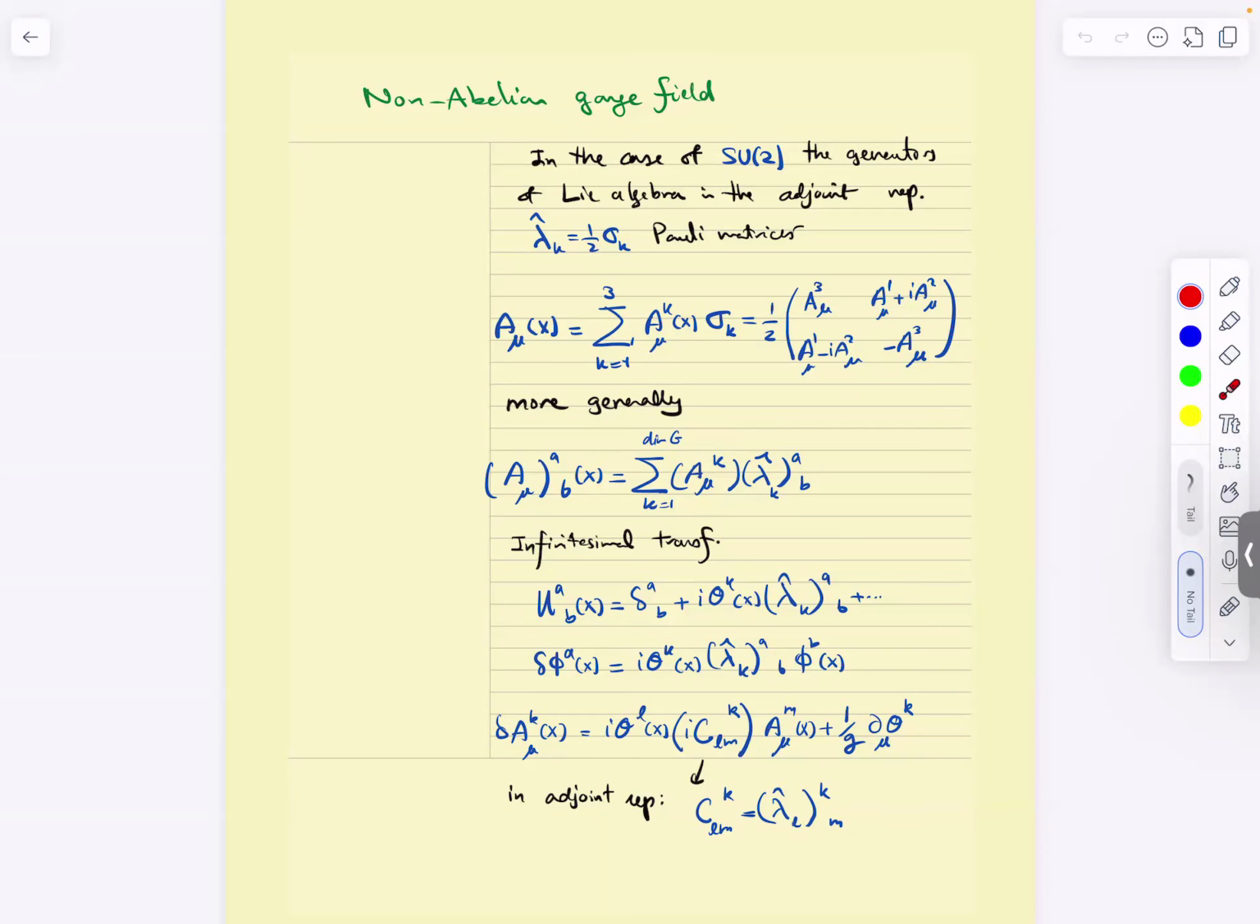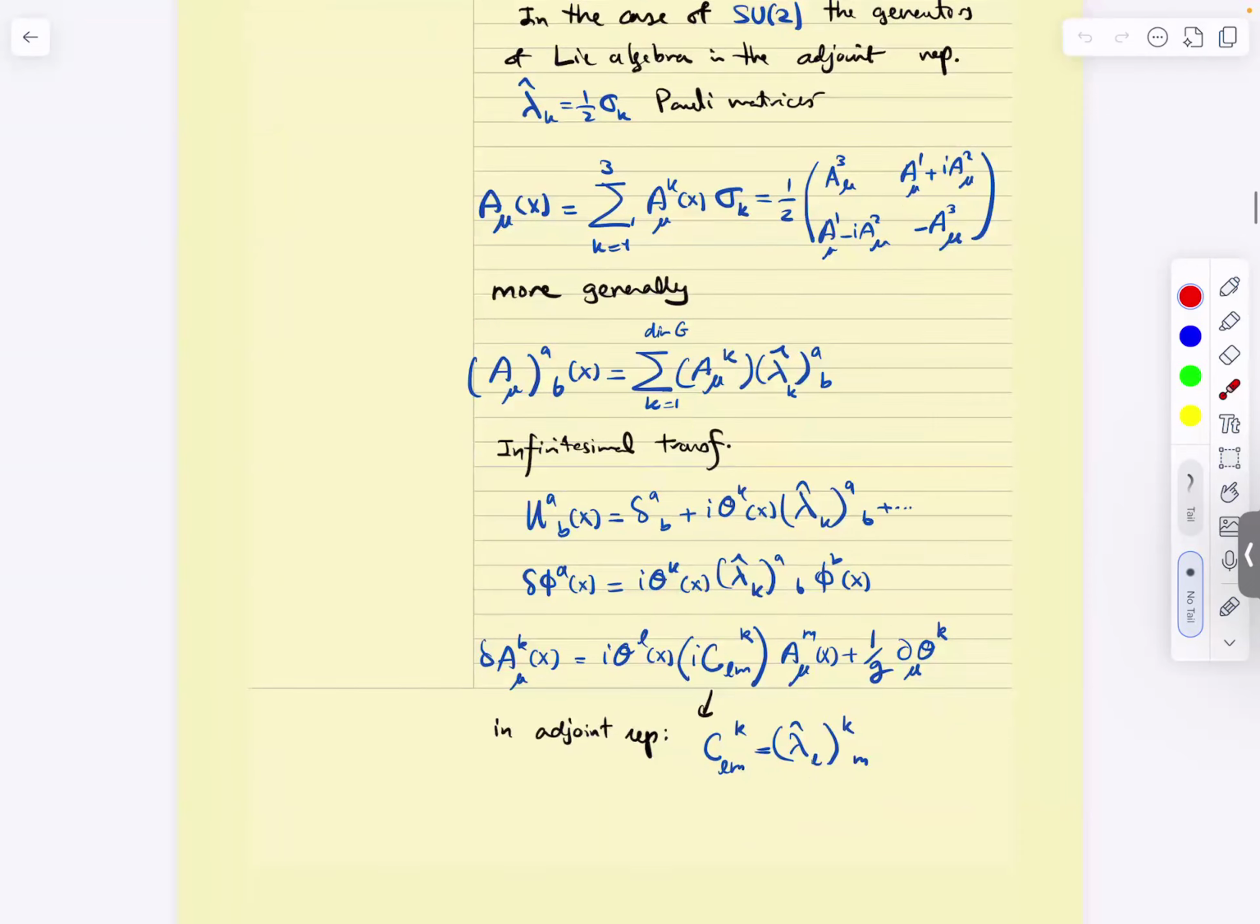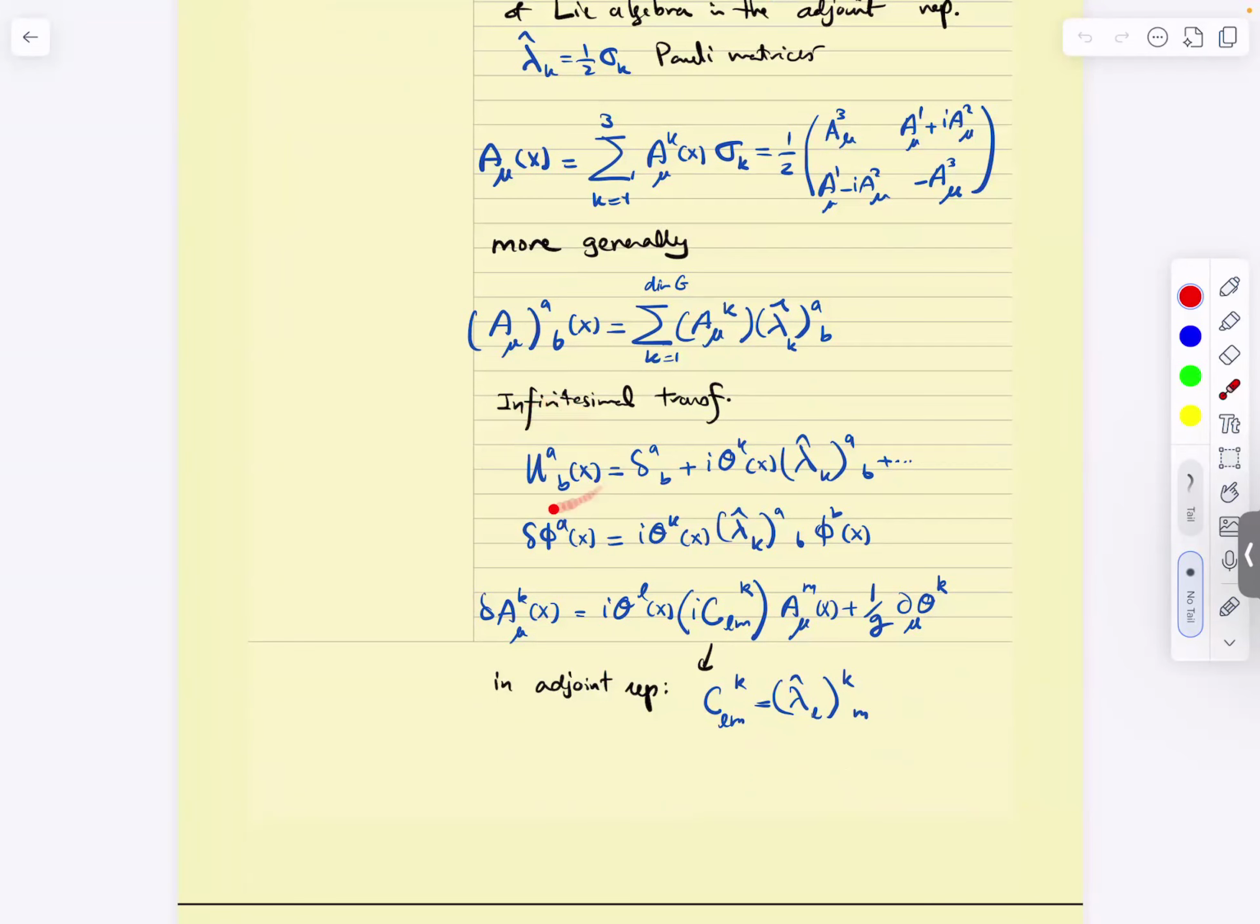Okay, good. Now, under an infinitesimal transformation, U_AB, which is an SU2 group element, we saw this in QFT1, we linearize it around identity, right? An infinitesimal gauge transformation is going to be identity plus i theta^K, now it's x dependent, times the generator matrix. Repeated indices are summed over. K is summed over, right? Similarly, del phi_A transforms this way. It's a one-liner to derive. And then the gauge field transforms this way.